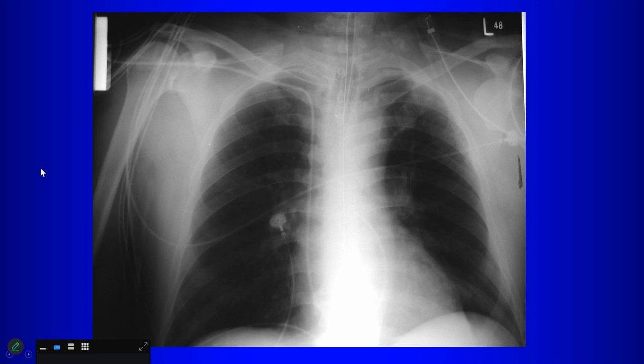So on this chest radiograph, was there anything?